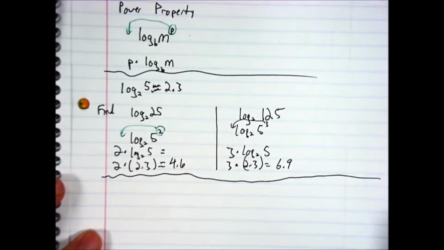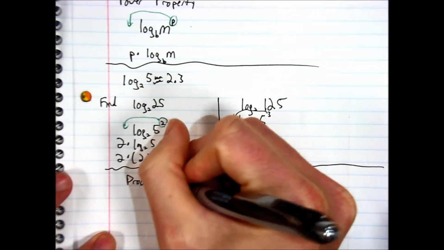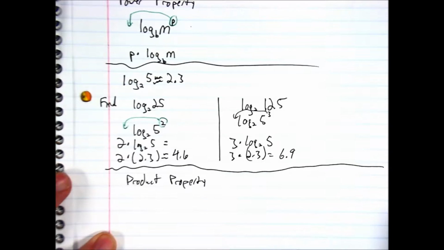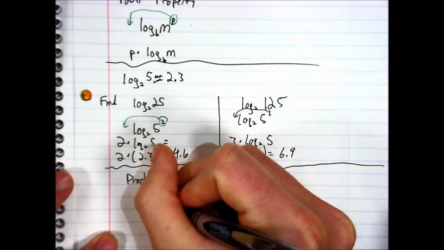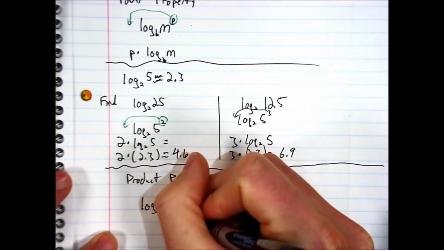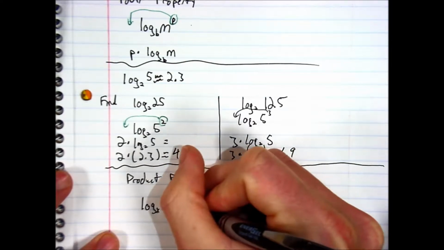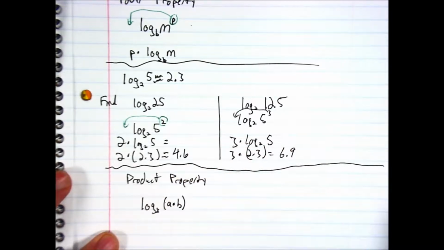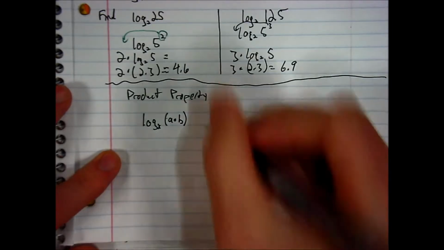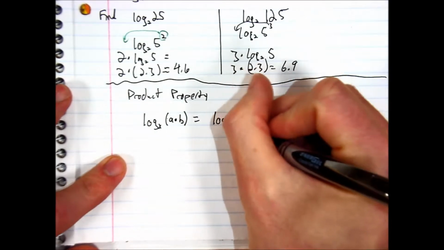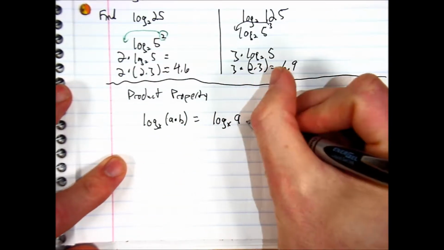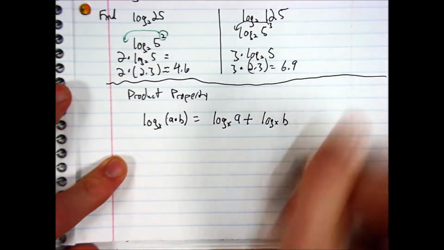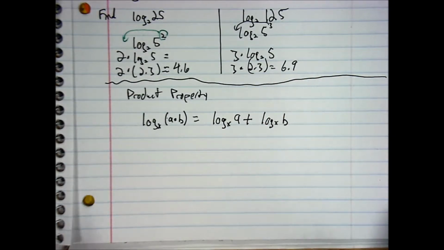Alright, next property, we have the product property. Okay, if I have log base x of a times b, I can separate that out into log base x of a plus log base x of b. Alright? And that goes both ways.